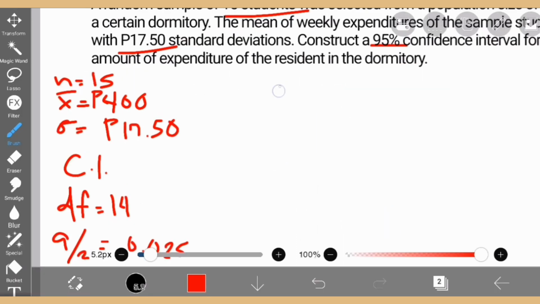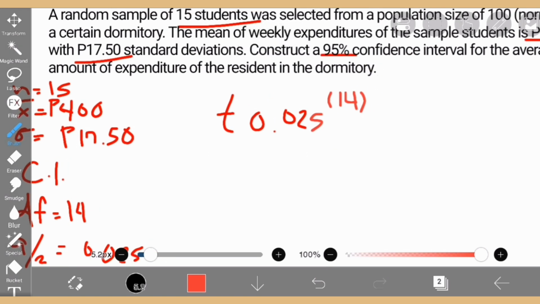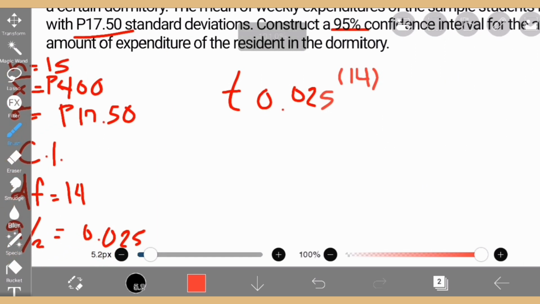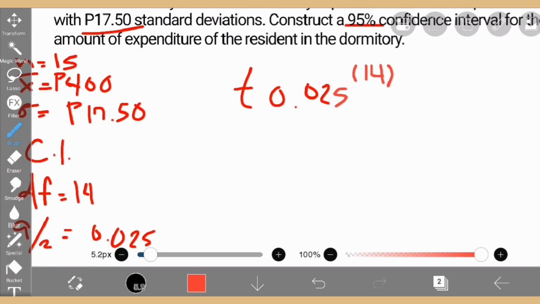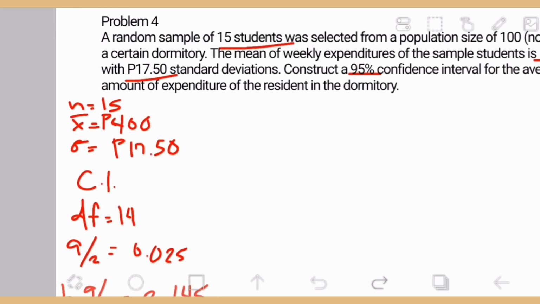We can now assemble our critical value. Critical value, we're going to write it like this: t with 0.025 and then, written like a subscript, 14, just like that. So again, you're going to pull up your distribution table, and this should become 2.145. So now that we have these values, we can start solving for our interval estimate.